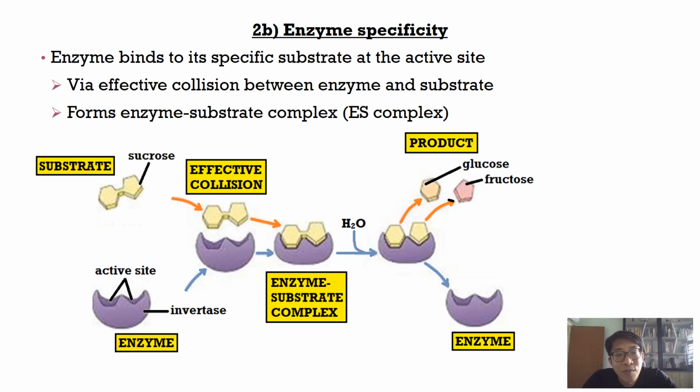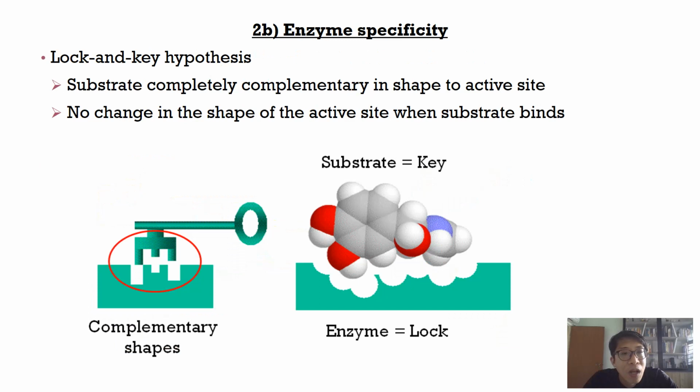Once the substrate has bound to the active site of the enzyme, they form an enzyme-substrate complex, and that's when the reaction will occur to form products. So there are two hypotheses that were proposed to explain the specificity of the enzyme. The first, and I suppose one that is more familiar to you, would be the lock and key hypothesis.